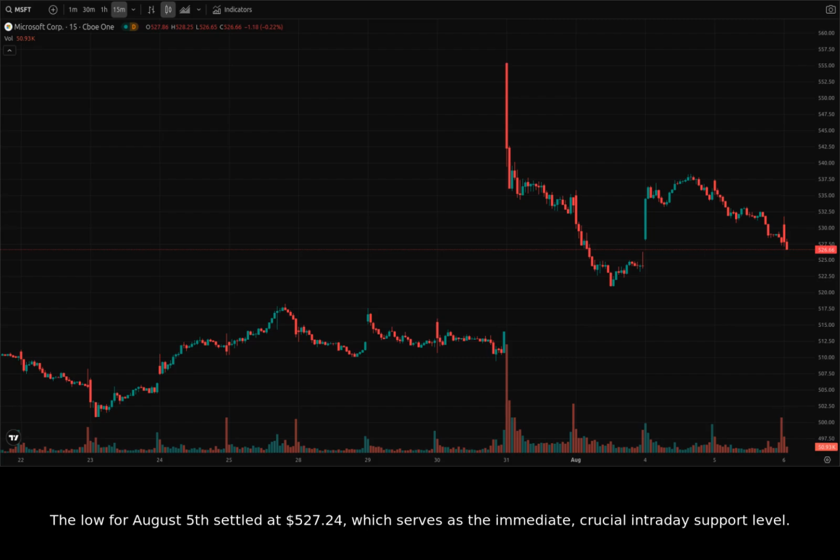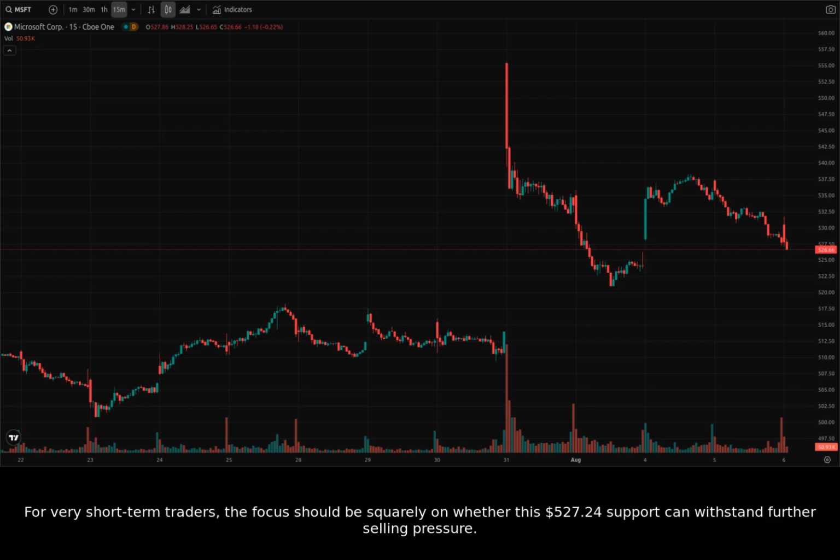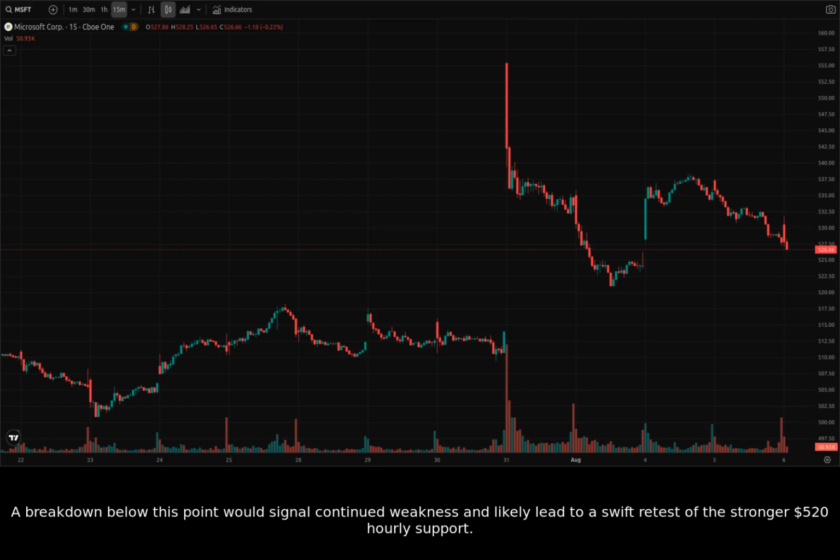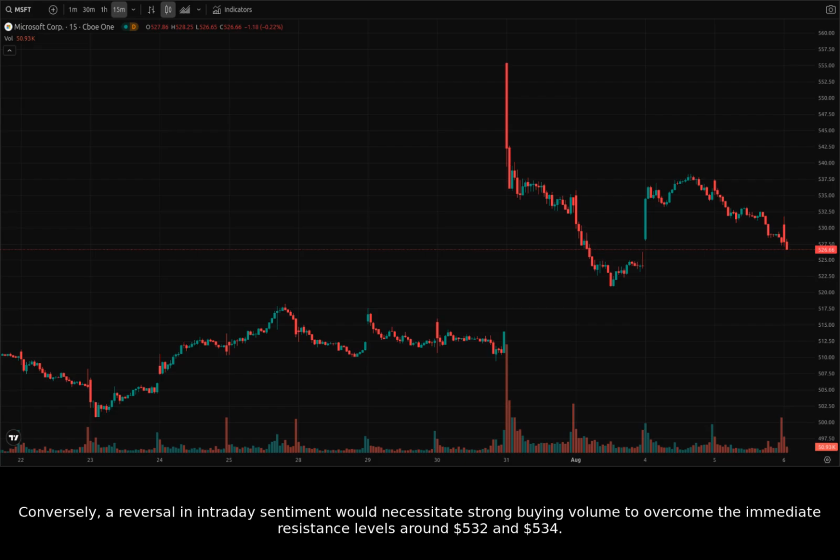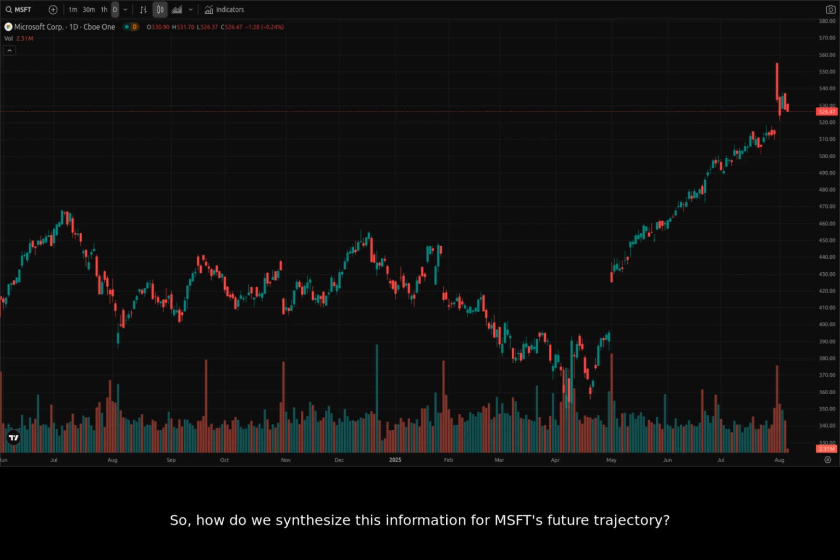The low for August 5th settled at $527.24, which serves as the immediate, crucial intraday support level. For very short-term traders, the focus should be squarely on whether this $527.24 support can withstand further selling pressure. A breakdown below this point would signal continued weakness and likely lead to a swift retest of the stronger $520 hourly support. Conversely, a reversal in intraday sentiment would necessitate strong buying volume to overcome the immediate resistance levels around $532 and $534. So, how do we synthesize this information for MSFT's future trajectory?